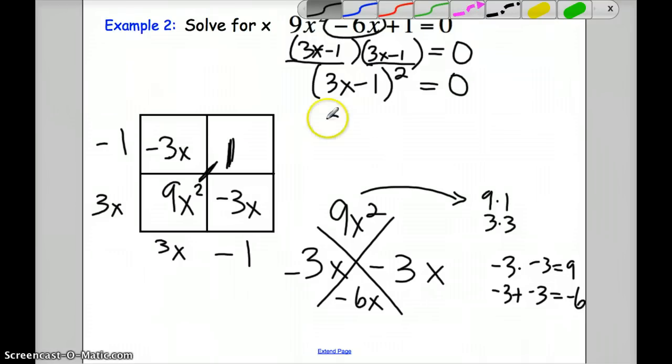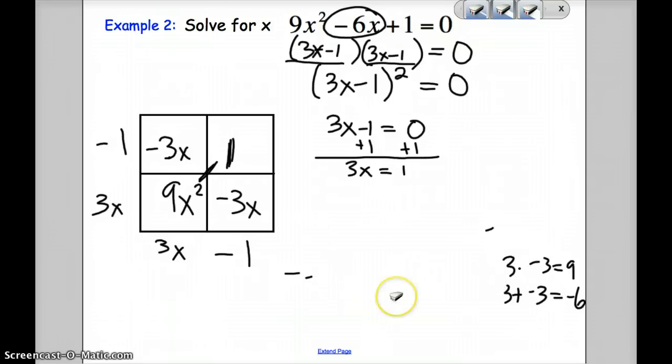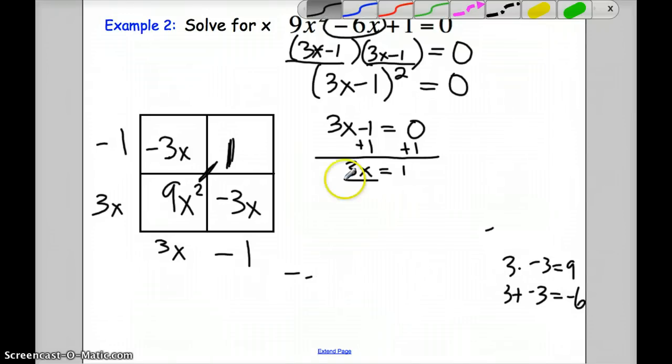So the only solution to this equation is when 3x minus 1 equals 0. So I'm only going to have to solve one. It looks like I'm going to add 1, and I get 3x equals 1. Doing one more step here, I'm going to divide both sides by 3, and I get x equals 1/3. There's only one solution to my equation.